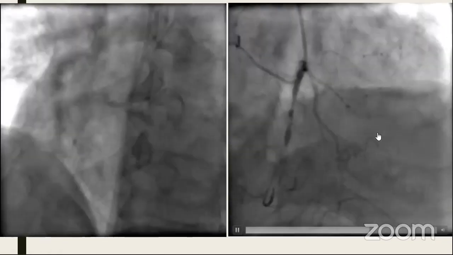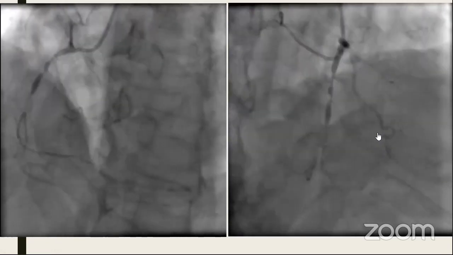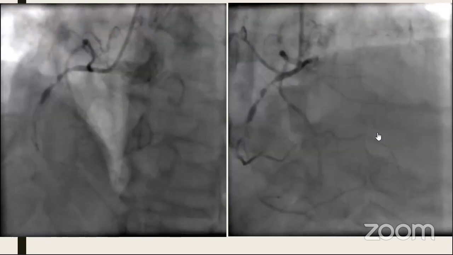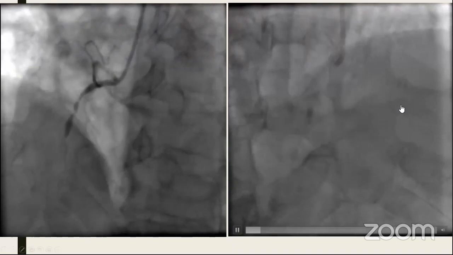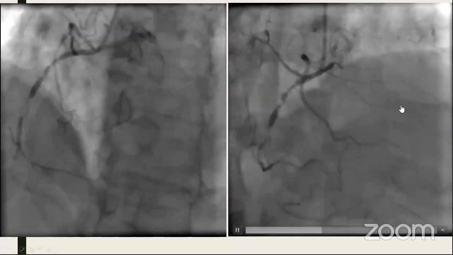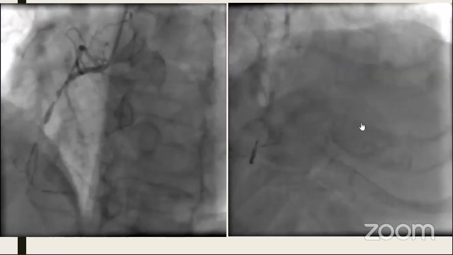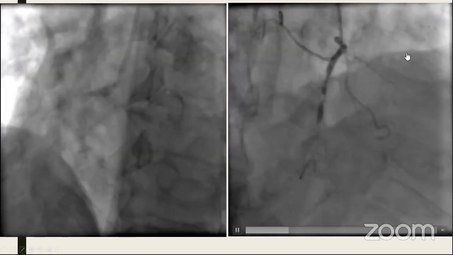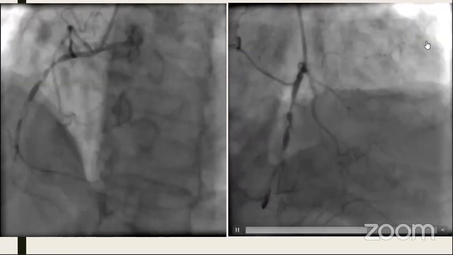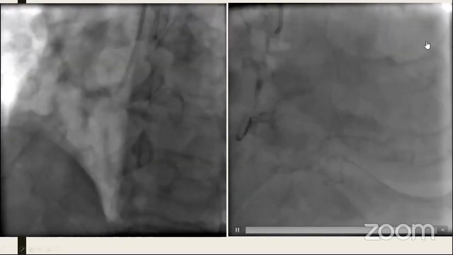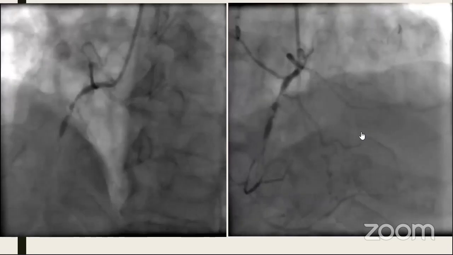We did it from 6 French right radial approach. He had CTO of the right coronary artery with multiple levels of subtotal, total, tandem lesions. But on the right side of the screen in the epicranial view, we showed that despite the CTO of the right coronary artery, it gives an island in the proximal LAD. Retrograde filling into the proximal LAD island means that we will have another surprise in the left system.